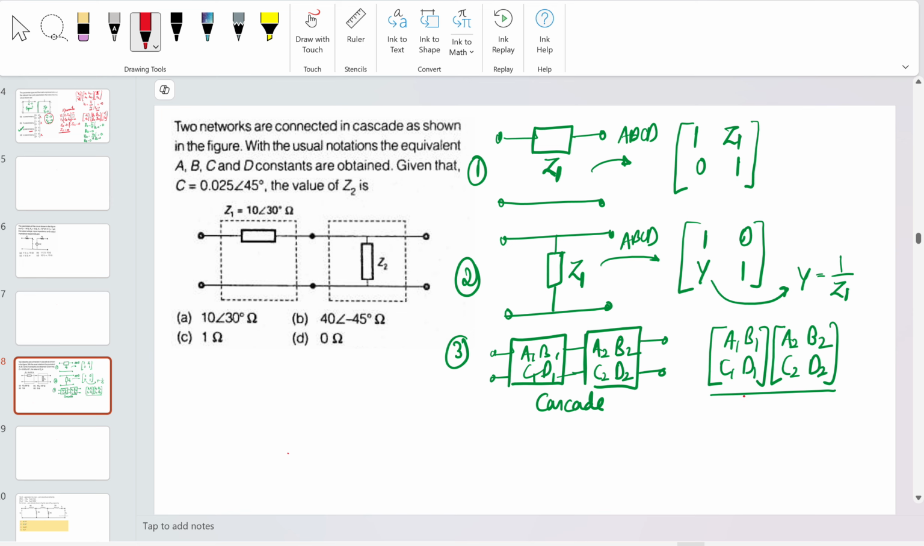This is the equivalent ABCD parameter. Just multiply both matrices. Try to solve it, and after that we will see how to solve it.